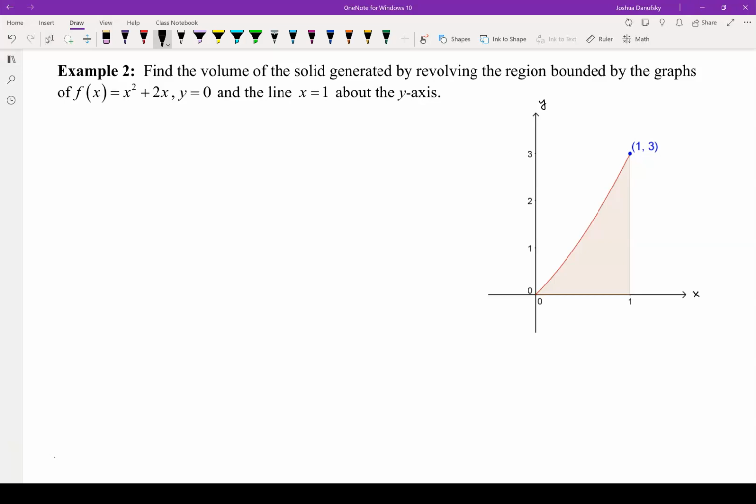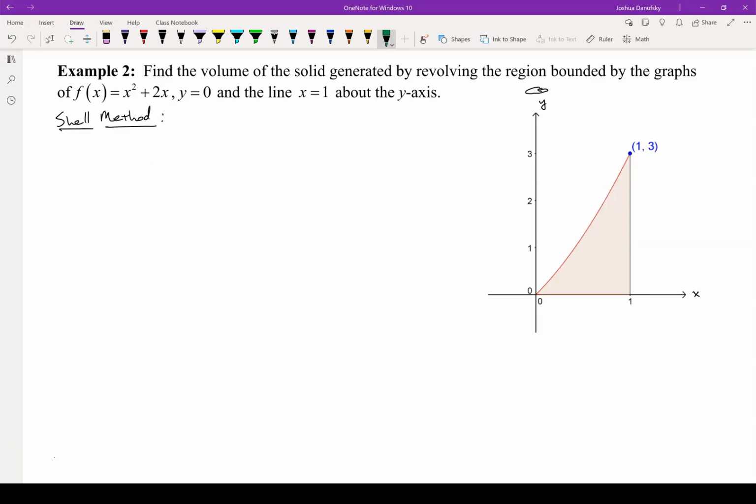So we'll be revolving around the y-axis like this. Now, if we were to integrate this region, we'd probably draw a representative rectangle vertically to the function. So we'd be integrating with respect to x, and that rectangle would be parallel to the axis of rotation. So we'll be doing the shell method.